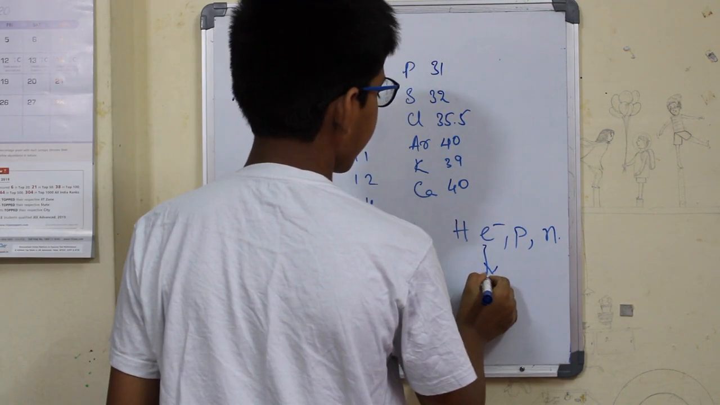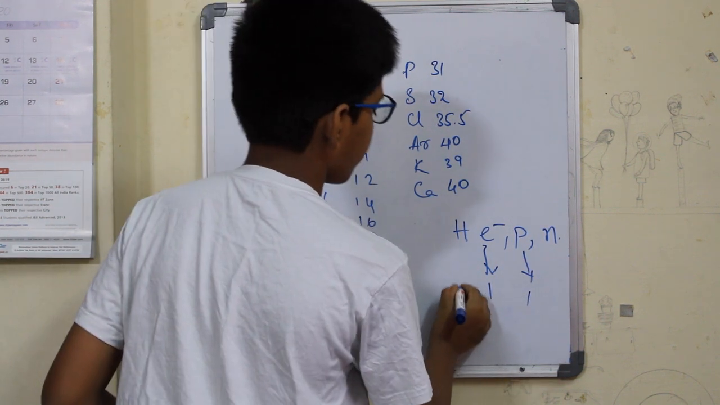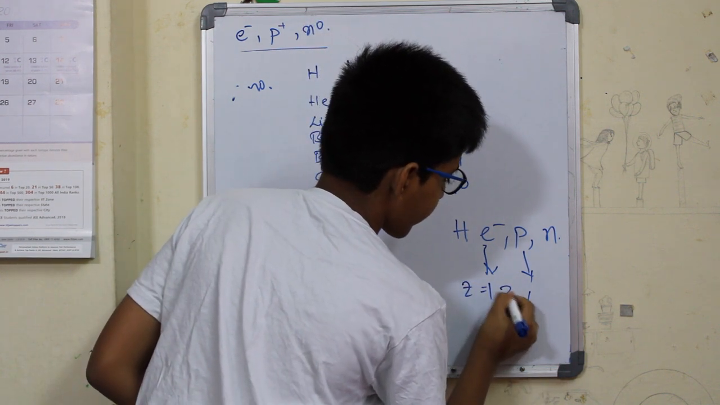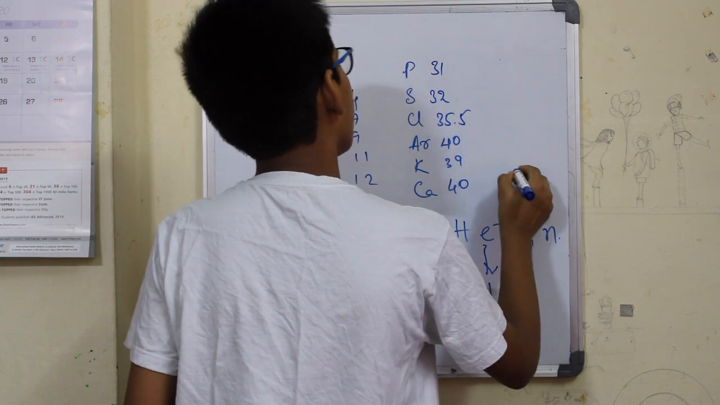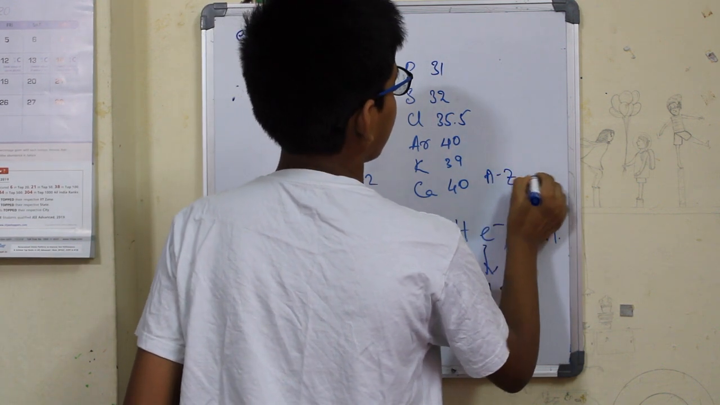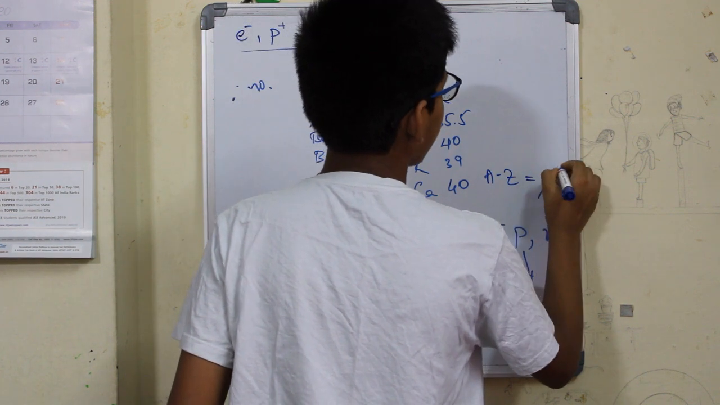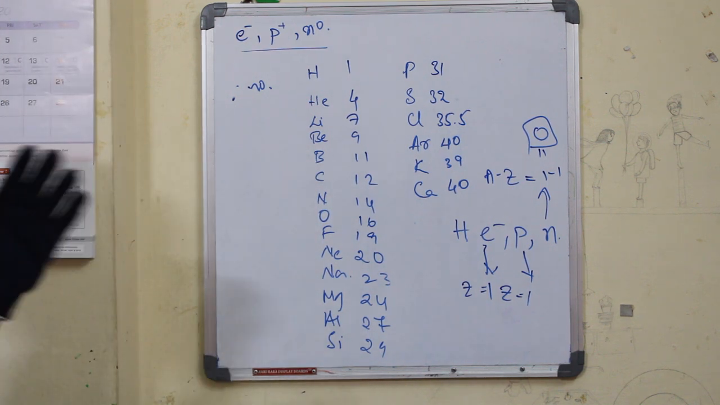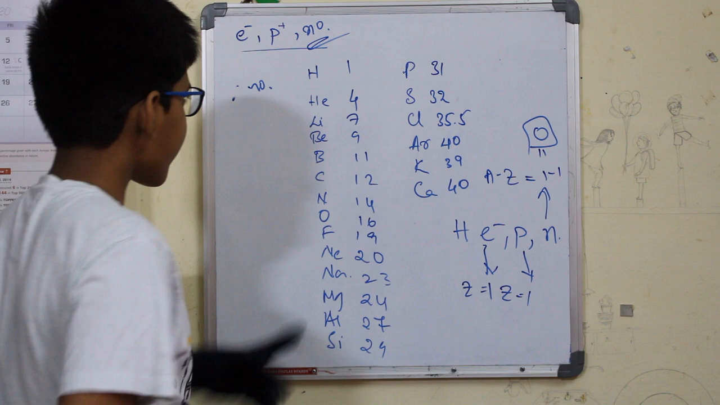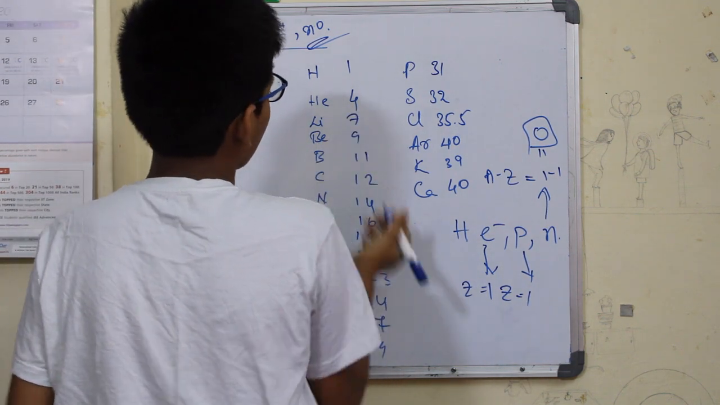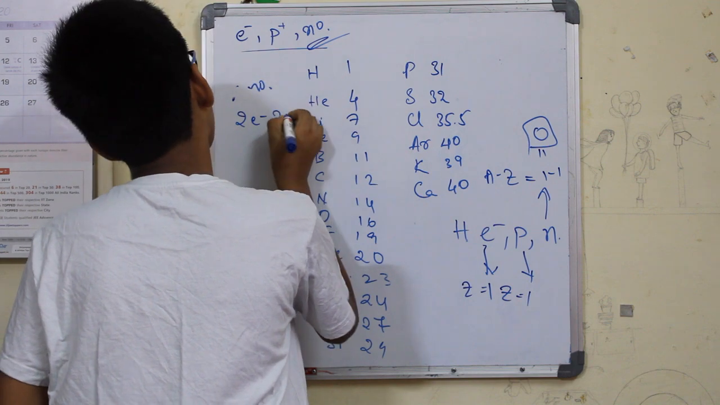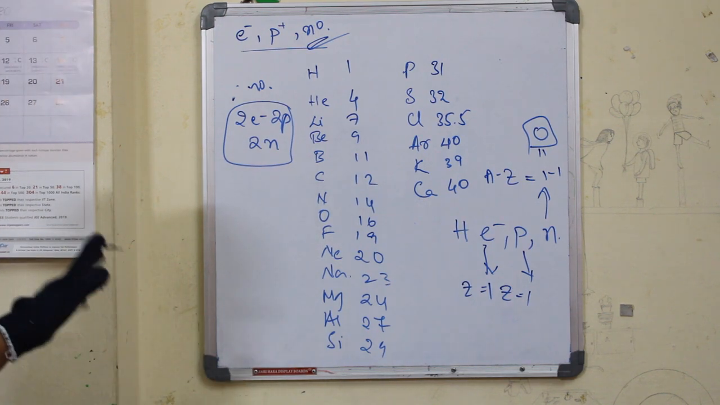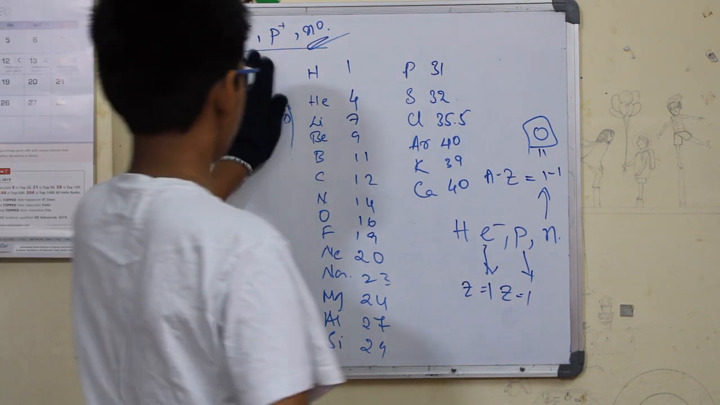Number of electrons is 1, number of protons is 1, sorry, I always confuse them. Z is equal to 1. What is N? N is A minus Z, which is nothing but 1 minus 1, 0. So here is the interesting fact: hydrogen has no neutrons. Helium has 2 electrons, 2 protons and 2 neutrons. Okay, this is how we calculate electrons, protons and neutrons.